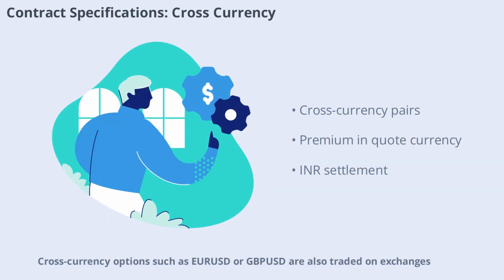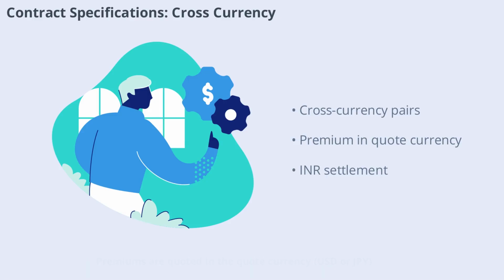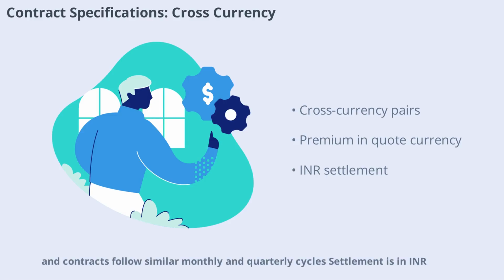Cross-currency options, such as EUR-USD or GBP-USD, are also traded on exchanges. Each contract typically represents 1,000 units of the base currency. Premiums are quoted in the quote currency, USD or JPY. Trading hours extend to 7:30 p.m., and contracts follow similar monthly and quarterly cycles. Settlement is in INR, calculated using reference rates for both currencies involved. These contracts provide more choices for hedging and speculation.